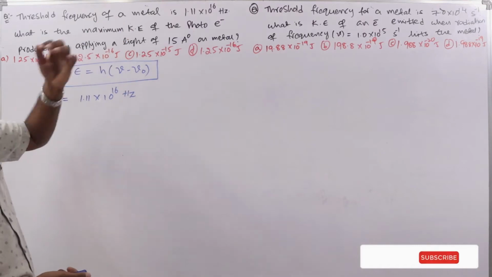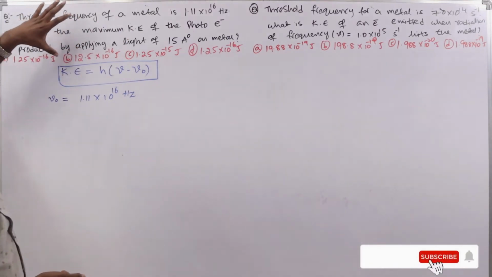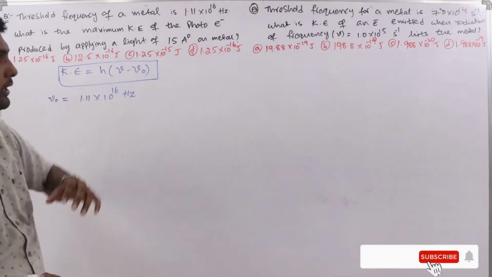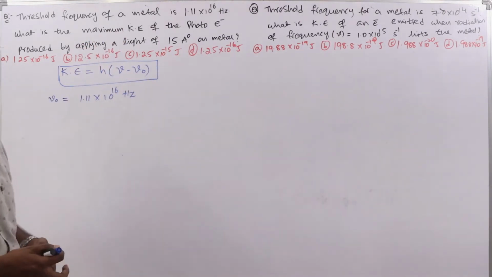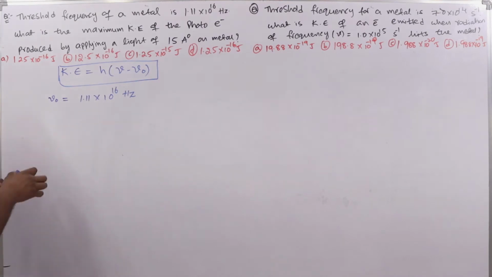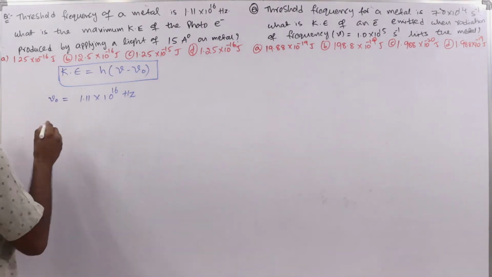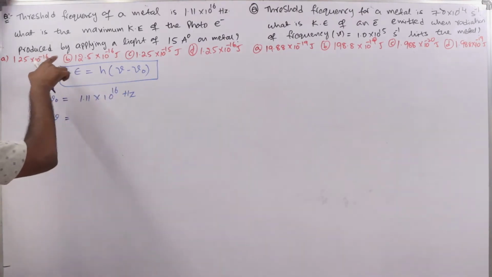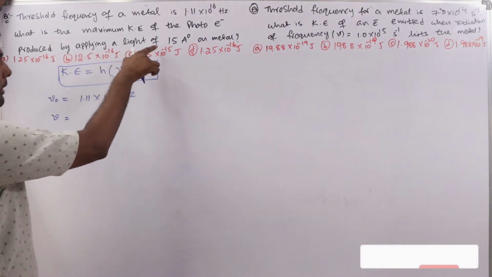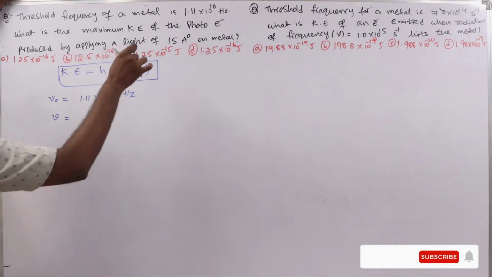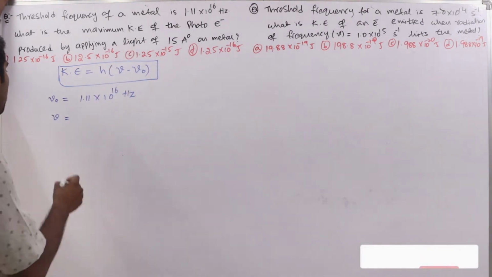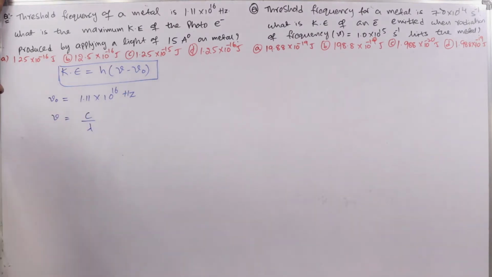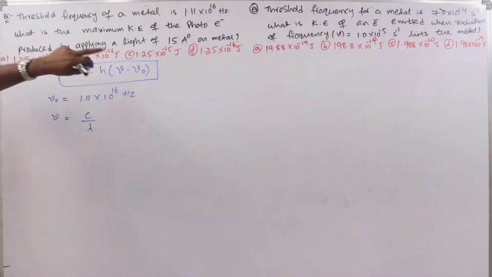So here they have provided the threshold frequency and they have given the wavelength of the light which is falling on the metal and ask you to calculate kinetic energy. And also we need nu, we don't know. They didn't give it, but they have given that the light applied has 15 angstroms of wavelength. So frequency nu equal to c by lambda. From this formula we have to calculate.